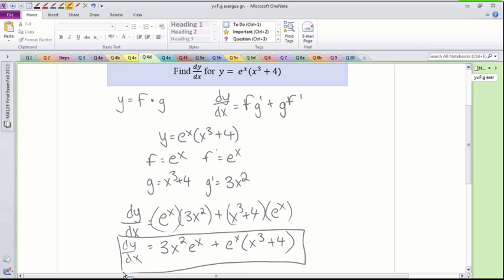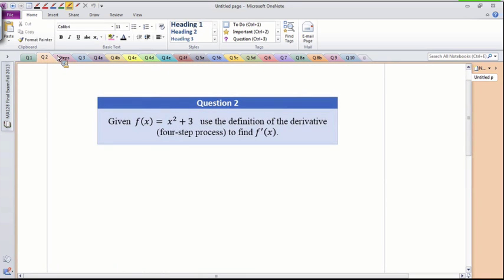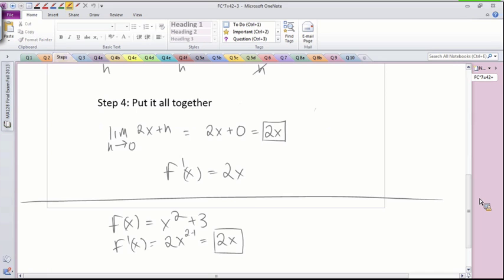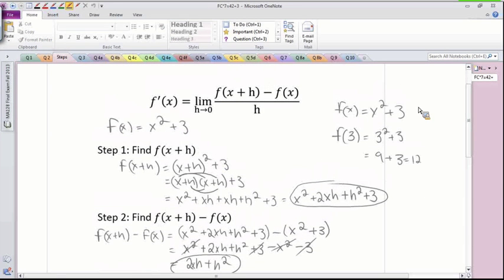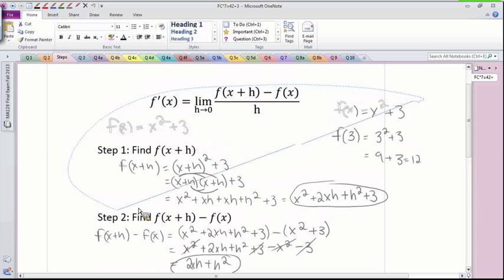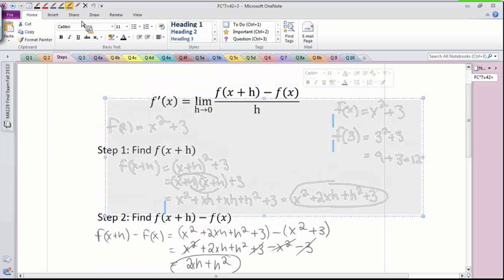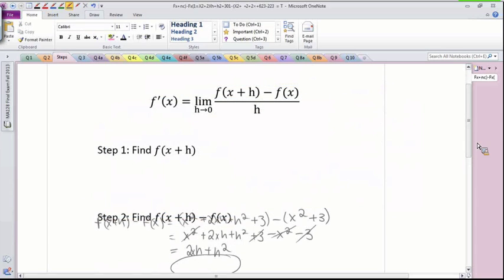Okay, so question number 2. Given that f of x equals x squared plus 3, use the definition of the derivative or the four-step process to find f prime of x. So I'll do it all over again.